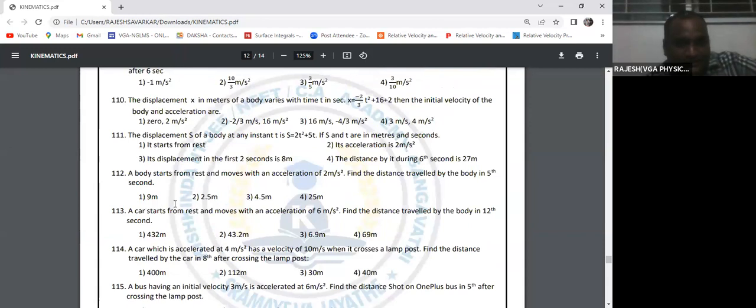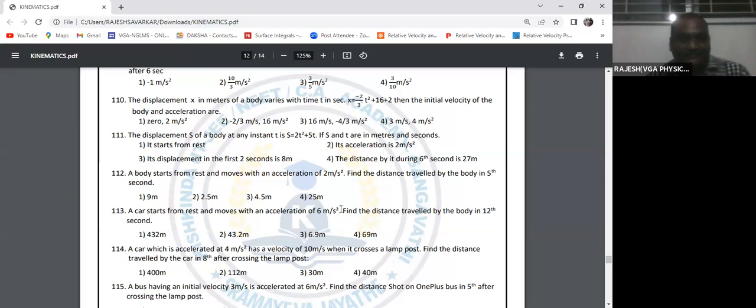Sixth Roman starts at 112. A body starts from rest and moves with an acceleration of 2 meter per second square. Find the distance traveled by body in 5 seconds. So what is Sn? a by 2 of 2n minus 1. So a by 2 of 9. 9a by 2 means that is 9 meter only, because a is 2, a by 2 is 1.